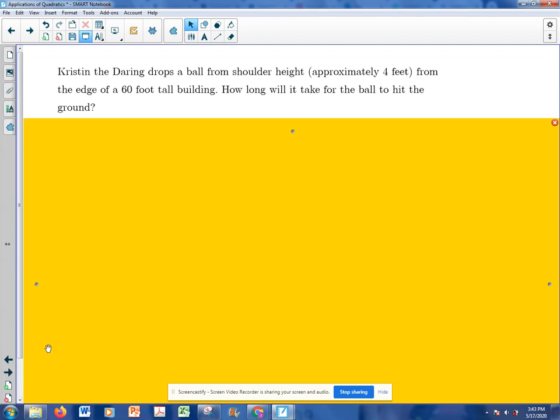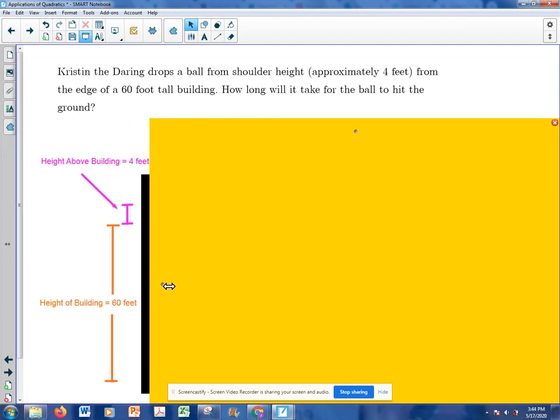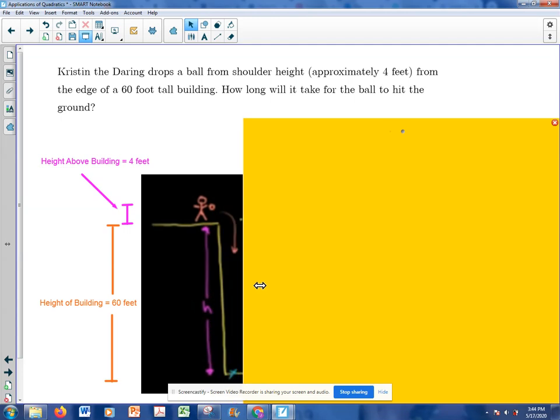Kristen the Daring. Oh, she is so daring. Drops a ball from shoulder height, approximately 4 feet, from the edge of a 60-foot tall building. How long will it take for the ball to hit the ground? Okay, here's our picture. All right, the same picture we've been dealing with because I didn't want to draw new pictures. Sal, thank you. Khan Academy, I definitely stole that from Sal. So here we go. The building's height is 60. And then shoulder height is 4 feet. Sounds about right. That's going to make the total height 64 feet.